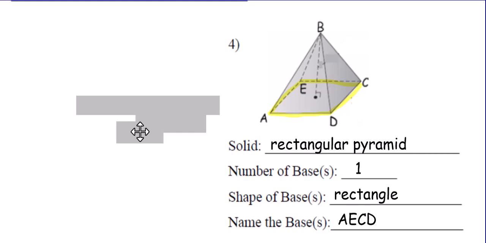Again, something to keep in mind here is that every prism is going to have 2 bases that are parallel to each other. And we always name the shape based on its base, so that's kind of important for us. And every pyramid is going to have exactly 1 base.